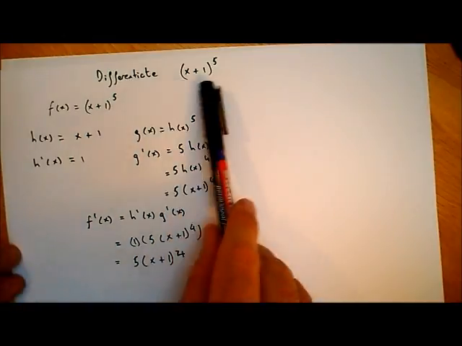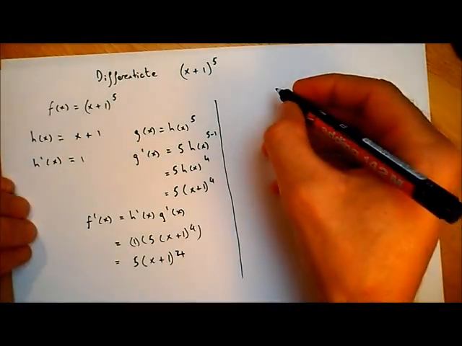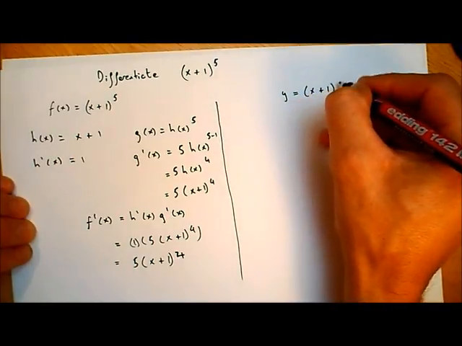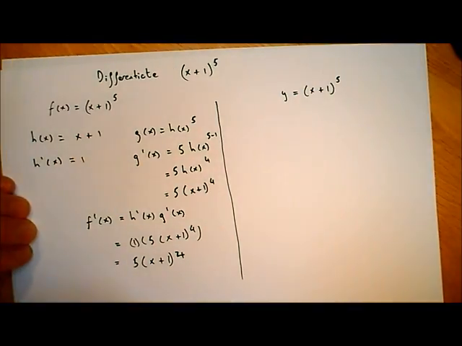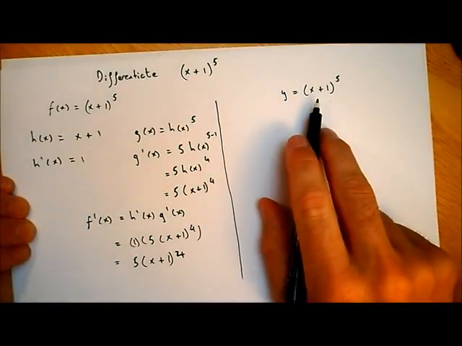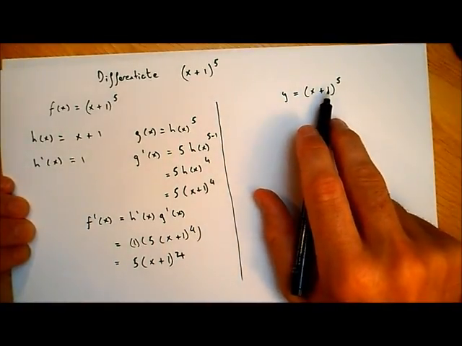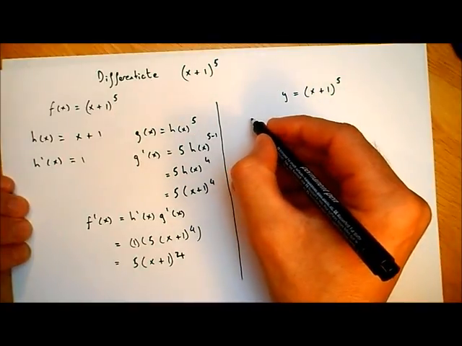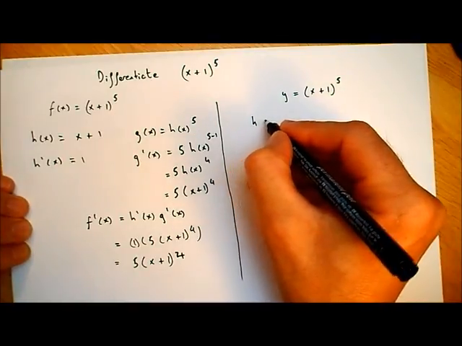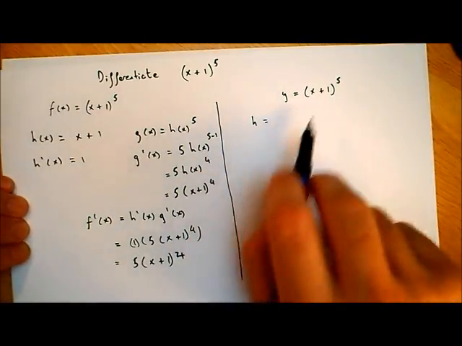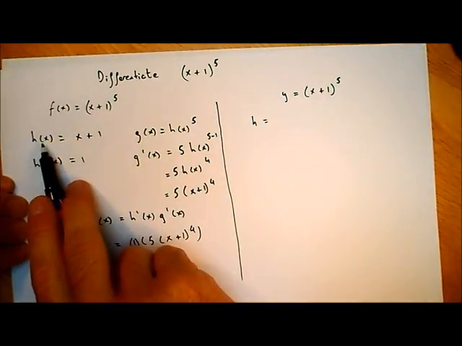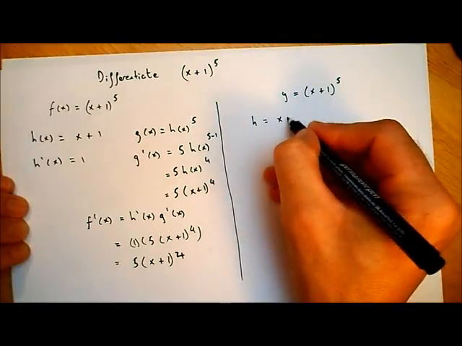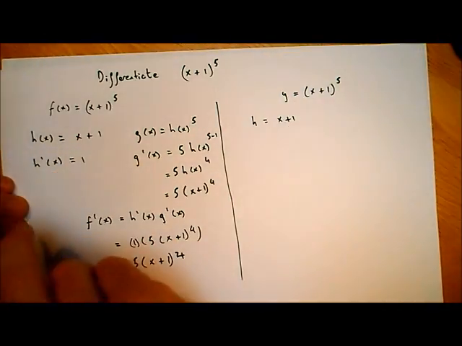So we have to differentiate (x plus 1) to the power of 5. I'm going to start off this time by writing y is equal to (x plus 1) to the power of 5. Now if you remember, we've got a function inside a function. So I'm going to split that up, and I'm going to let h be equal to, because I'm using the different notation, I'm not going to write h of x, I'm just going to write h is equal to the x plus 1 bit. So pretty much the same as over here.